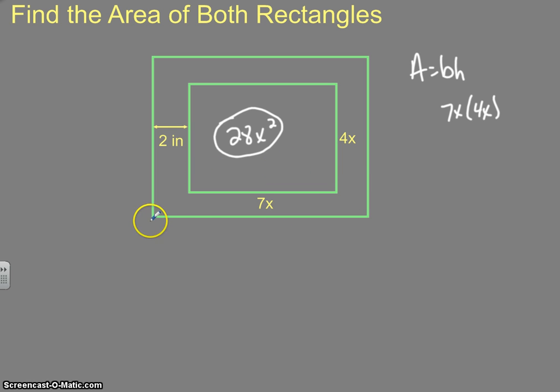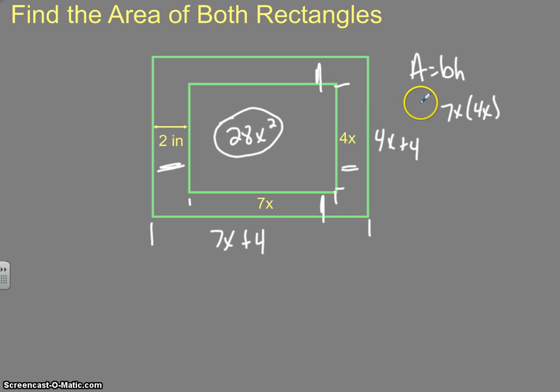Now for the outer rectangle, I need to know this length. Well, this length is simply this length with this added on and this added on, right? So that is 7x. All the way around, it's 2 inches, so it's 7x plus 2 plus 2, which is 7x plus 4. Now this length here is going to be 4x, and I'm just going to add this and this together with this. So it's 4x plus 2 plus 2, which is 4x plus 4.